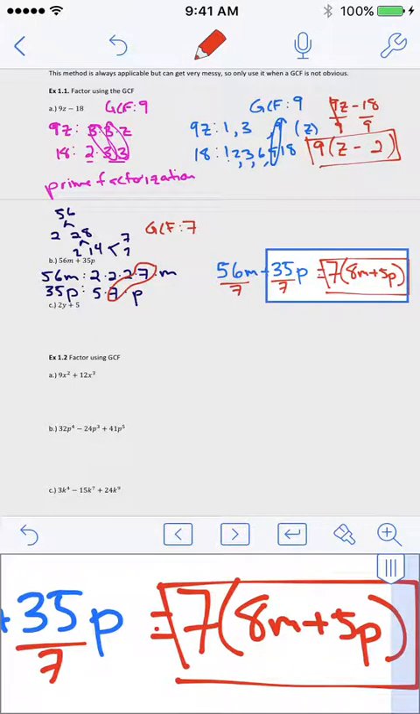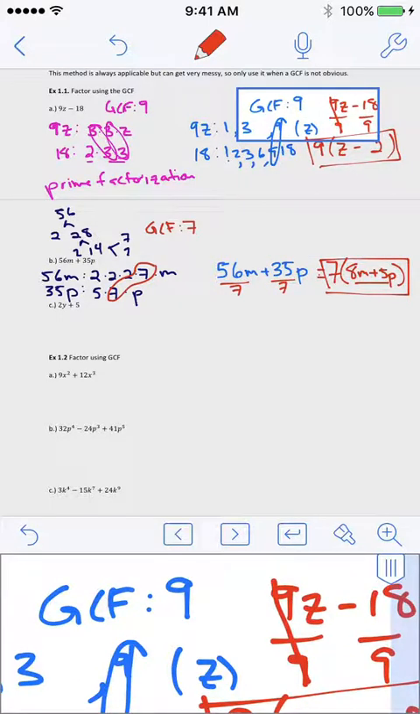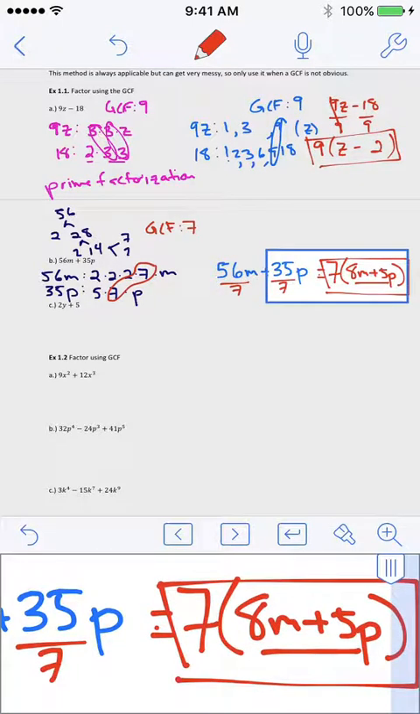It's important to note that if I was wondering whether I was truly finished or not, I could look inside the parentheses. If there was anything else those guys had in common, I did not actually find the GCF. I found a common factor, but I didn't find the greatest common factor. So watch out. For example, in the last problem, if I only took out a 3, then they would still have another 3 in common, right? Because they actually have 9 in common. 9 is the greatest common factor. So if you take out a lower number, then what's inside your parentheses will still have more to take out. Okay.